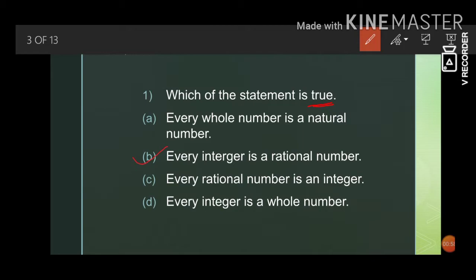Every whole number is not a natural number. Every integer is a rational number. Every rational number is not an integer. And every integer is not a whole number. So option A, option C and option D are false statements. Option B is a true statement. So our correct option will be option B.